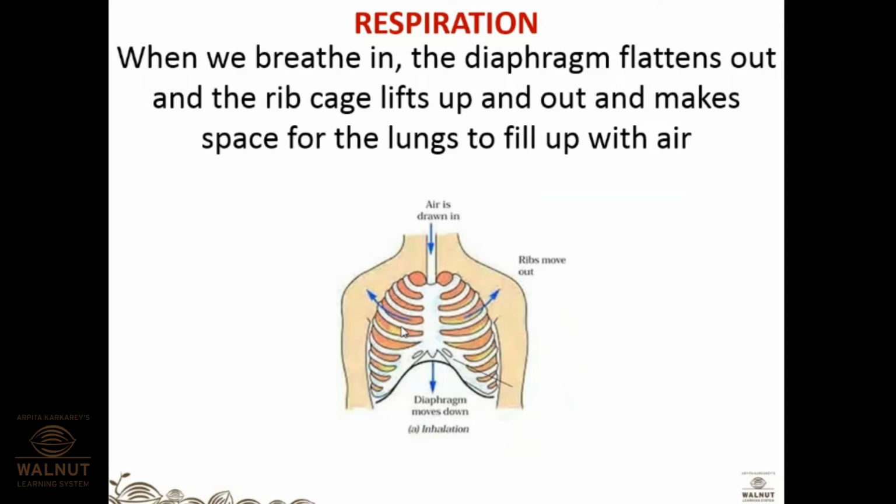When we breathe in, the diaphragm flattens out. This is basically the diaphragm, the curvy structure that you can see. And the rib cage lifts up and out. Because of this, when you are undergoing the process of inhalation, the ribs move out and the diaphragm flattens so as to make a lot of space so that our lungs can hold that amount of air.